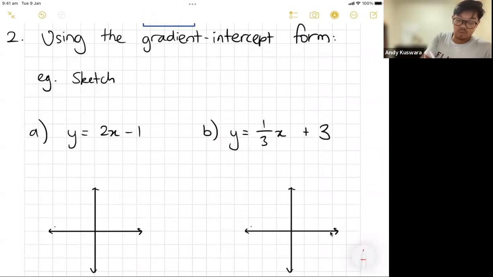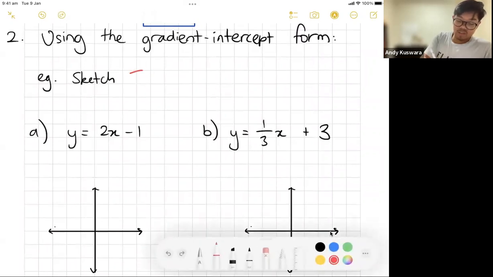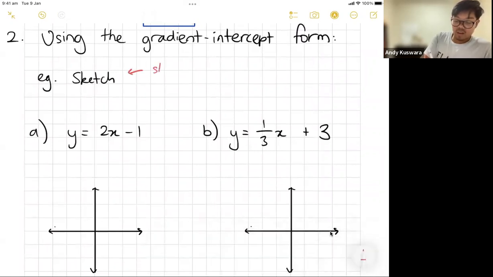So it depends. When we talk about the word sketch, it doesn't mean the same thing as graph. Sketch just means showing the main points and shape. As long as it gives me a good idea, a sketch is great.